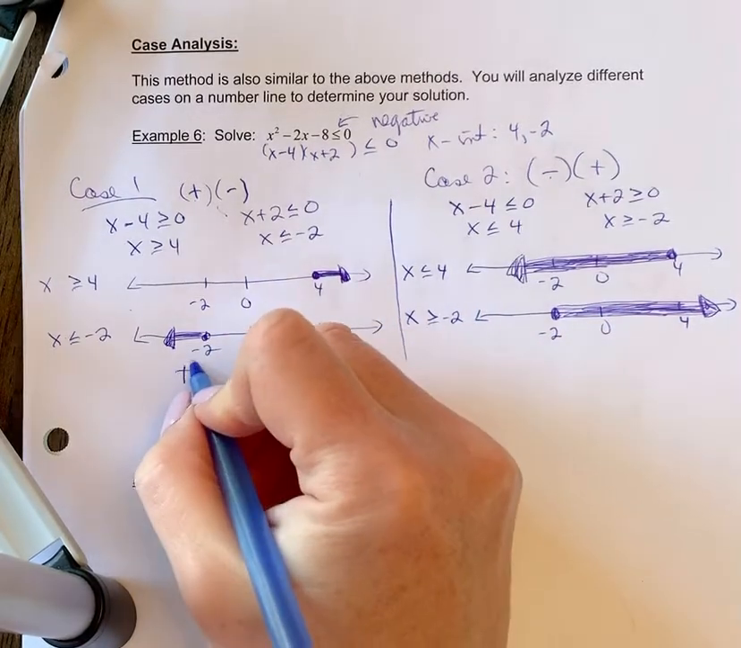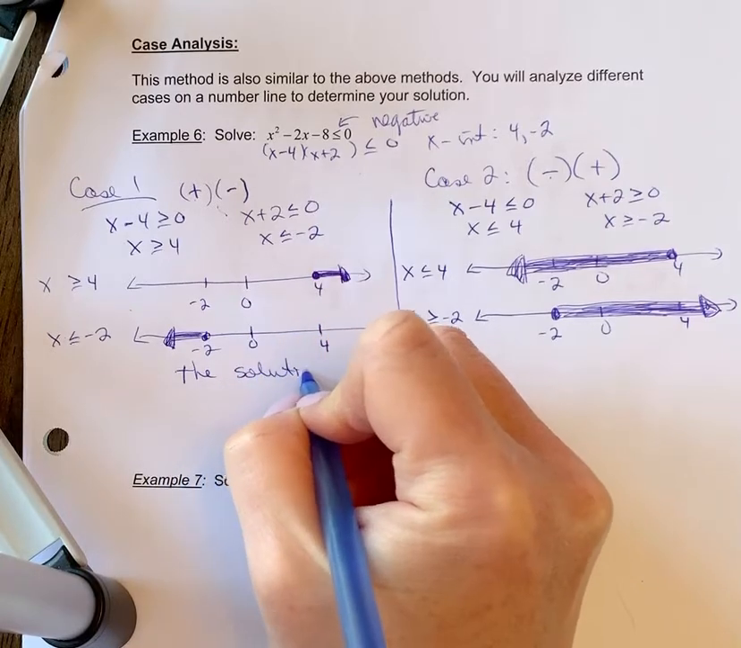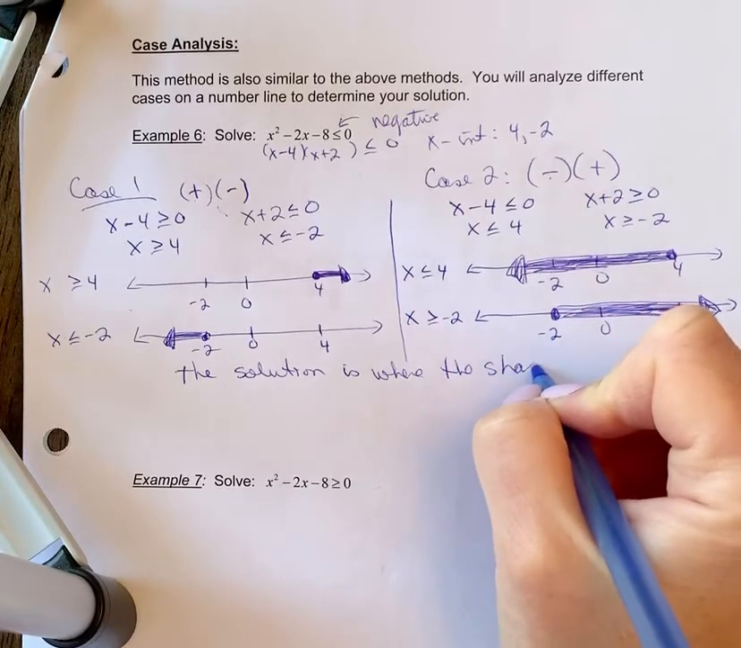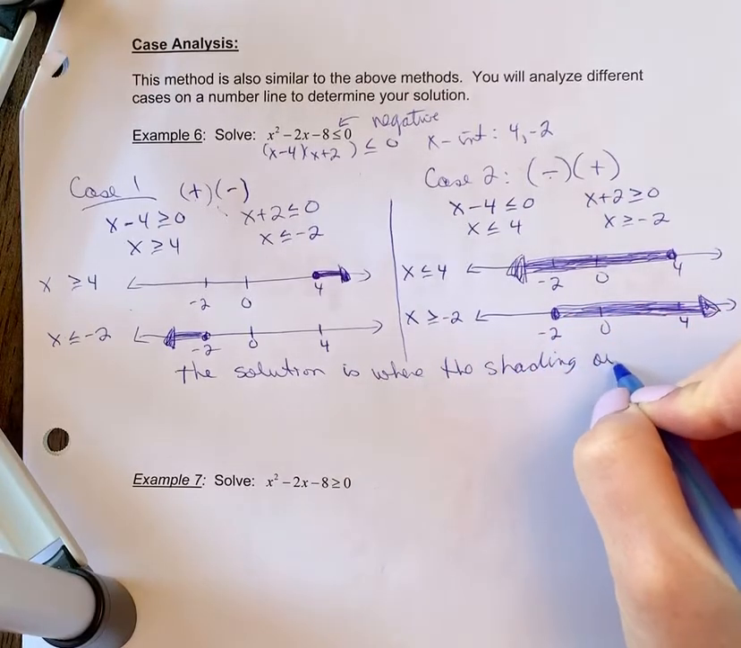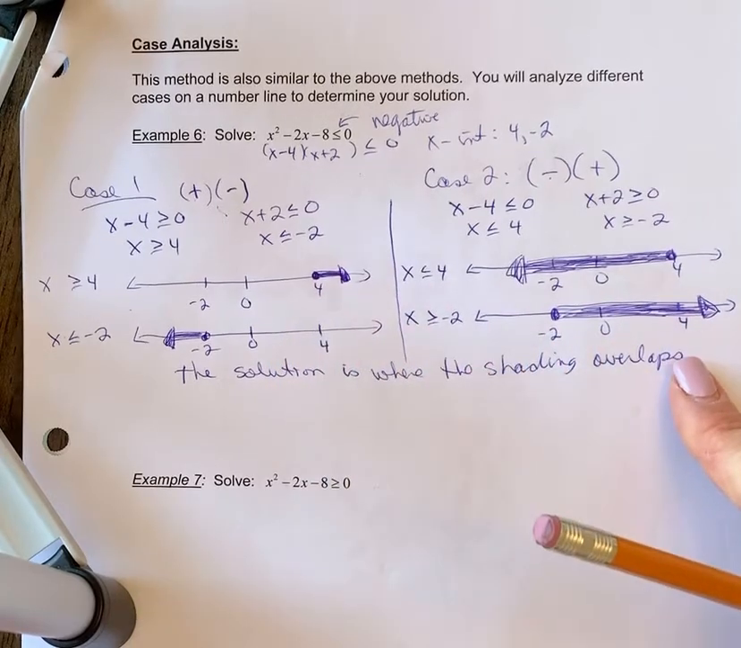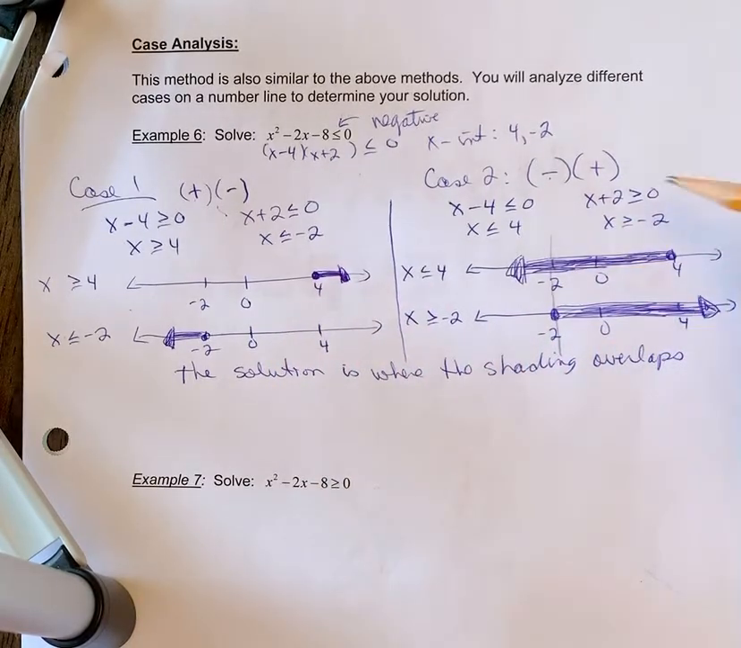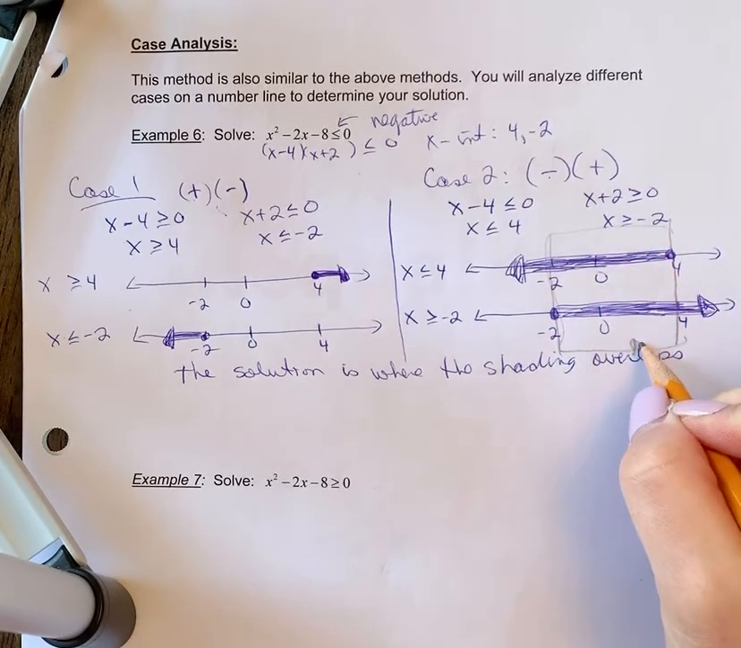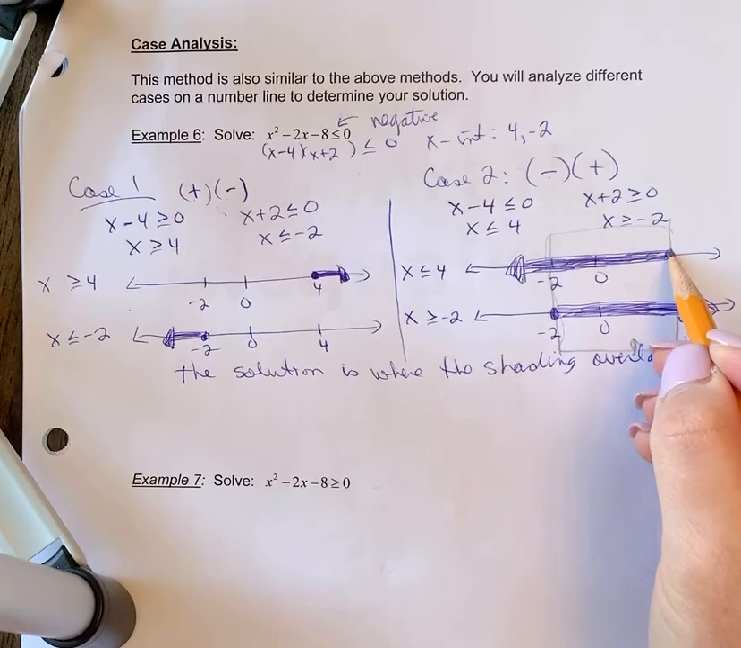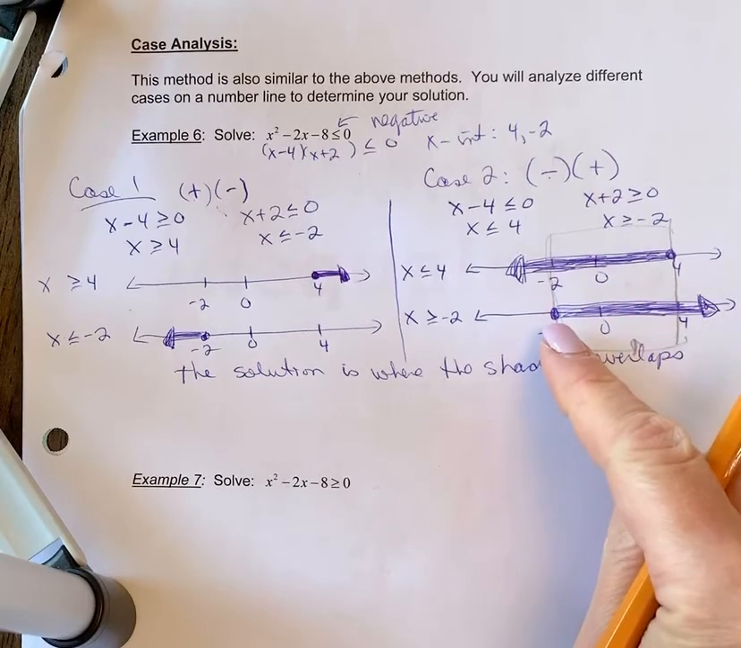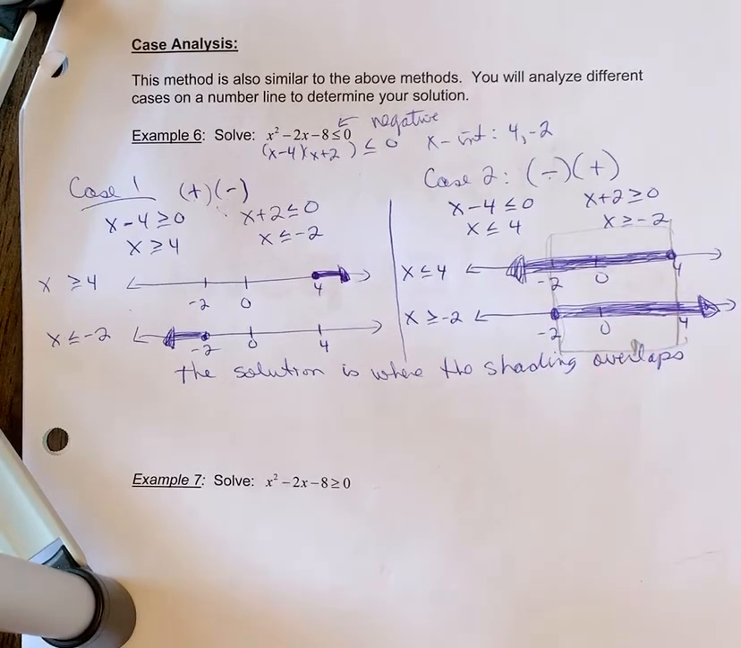My solution is going to be where there's some overlap. So we're just going to say the solution is where the shading overlaps. For this instance, the overlap happens not in case 1 at all, but over here in case 2. So this part overlapped. This is what I mean by the overlap part. Between -2 and 4 occurred in both situations in case 2. So my solution then is between -2 and 4.